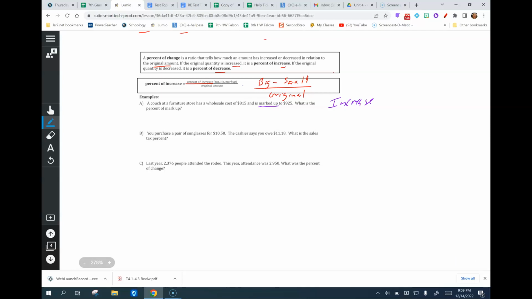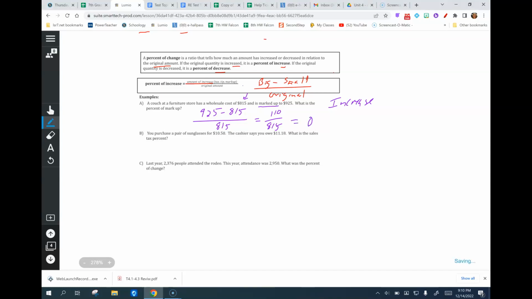So we're going to take the biggest number, 925, minus the smaller number, 815, and then we're going to divide it by the original. What's the original price? What did it start at? That's right, it started at 815. So we get 110 over 815. And then we divide that, and I forgot to bring my calculator along with me. So you're going to take on your calculator, 110 divided by 815.